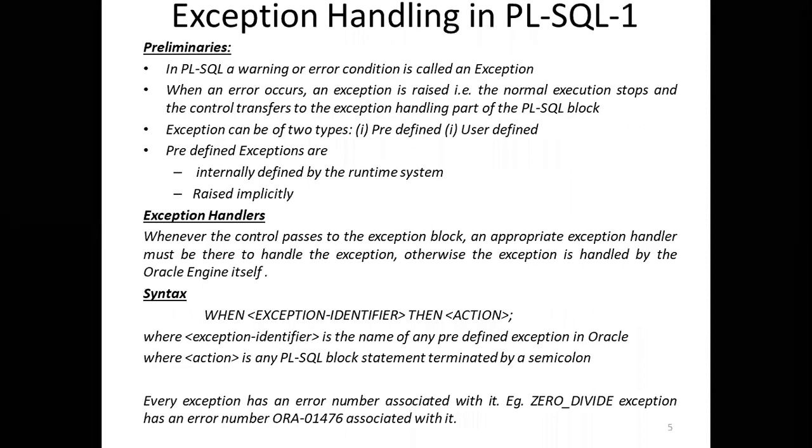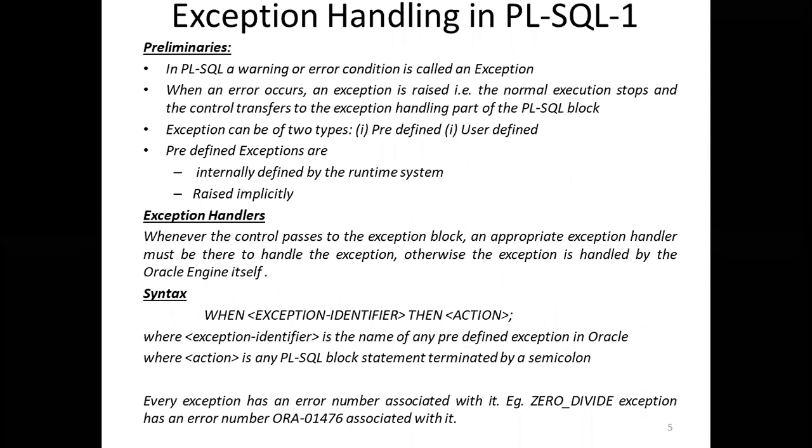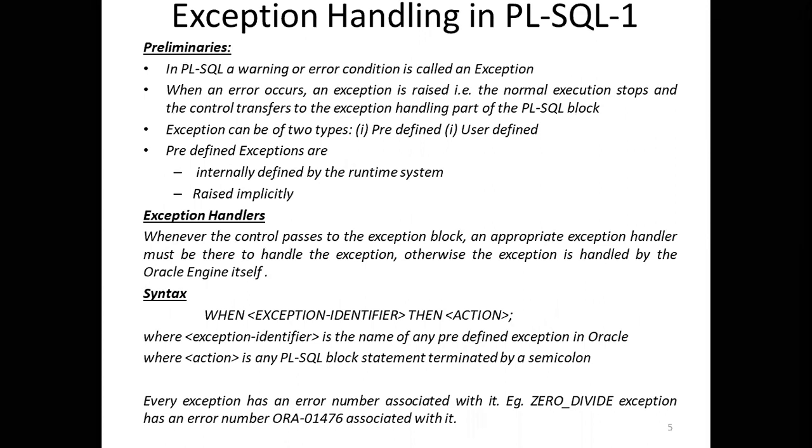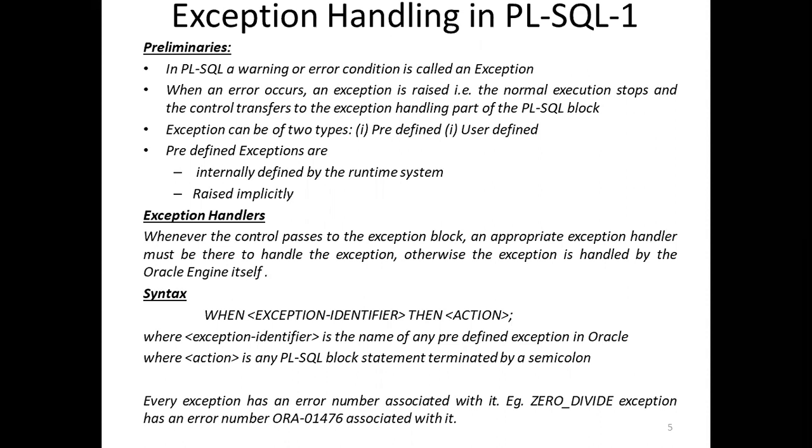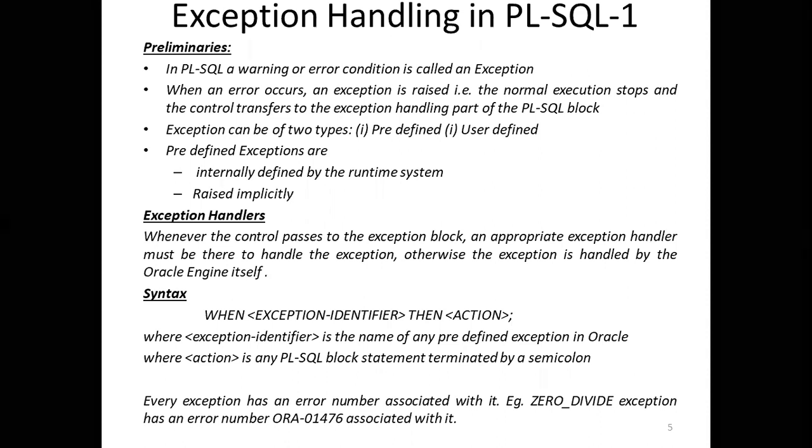Then we also discussed exception handling. So in PLSQL, a warning or error condition is called an exception. So when an error occurs, an exception is raised, that is the normal execution of the program stops and the control transfers to the exception handling part of the PLSQL block. We have two types of exceptions, predefined and user defined. And predefined exceptions are internally defined by the runtime system and they are raised implicitly. That means you don't need to call them, they'll be called automatically whenever some error occurs.